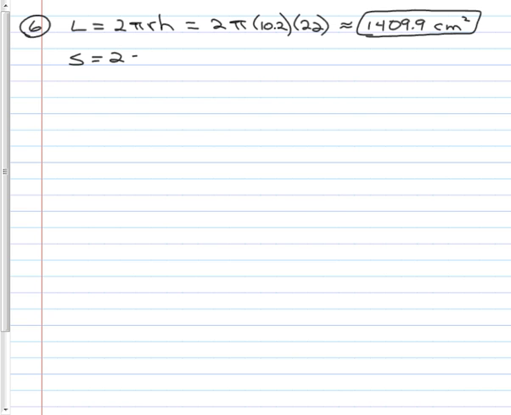Total surface area, 2 pi RH. Why don't you just leave that number in your calculator? Plus, how do I finish it? 2 pi r squared. So if I take that number and add, that's why I just leave it in my calculator, 2 times pi times, what's our radius again? 10.2 squared. Then I don't have to worry about any rounding error.